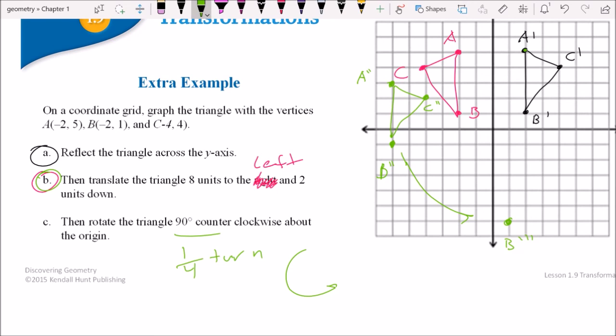Point C is going to rotate down. Now this is interesting. So they're going to be in different quadrants again. So now I'm going to rotate this down. It's going to be right here. And then A, when it rotates down, it's going to be right here.